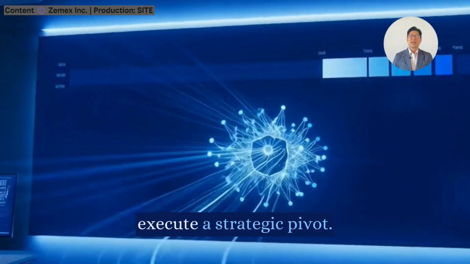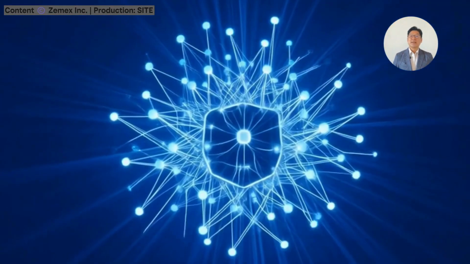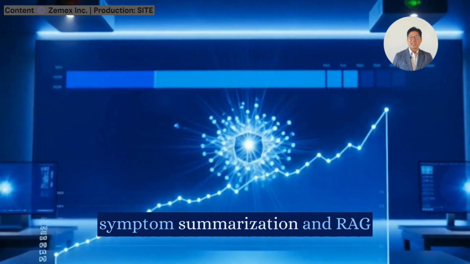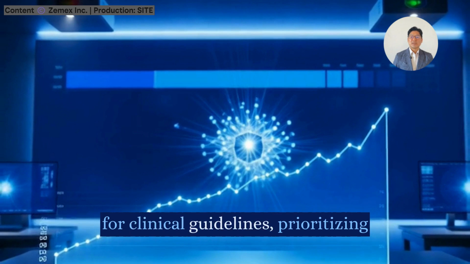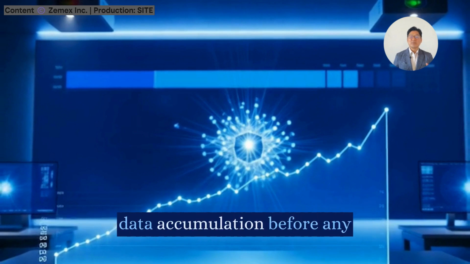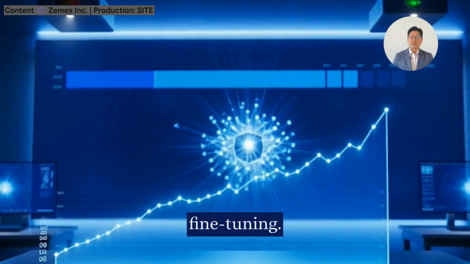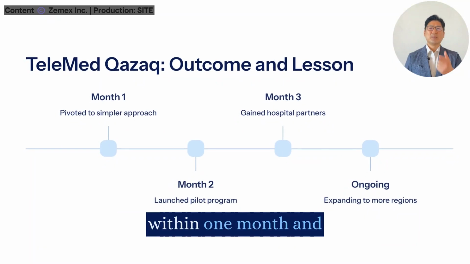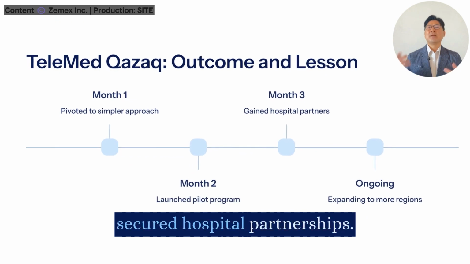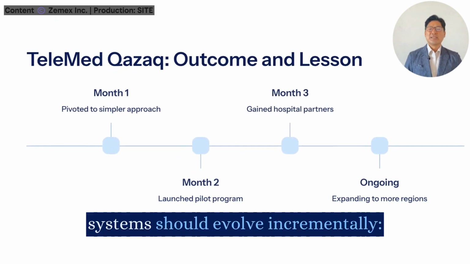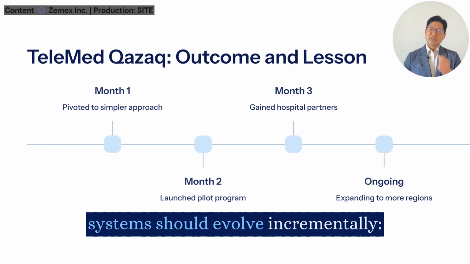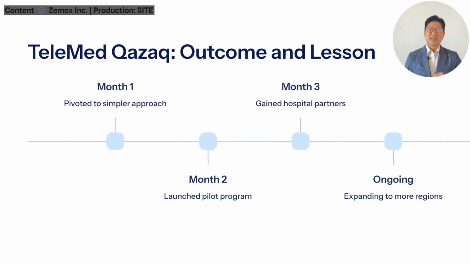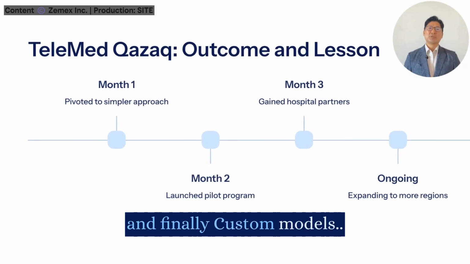The team had to execute a strategic pivot. They reset their roadmap to focus on prompt-based symptom summarization and RAG for clinical guidelines, prioritizing data accumulation before any fine-tuning. The outcome was immediate. They launched a pilot within 1 month and secured hospital partnerships. This proves that AI systems should evolve incrementally, starting with prompting, moving to RAG, then fine-tuning, and finally custom models.